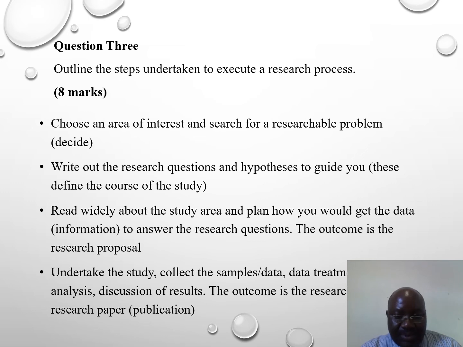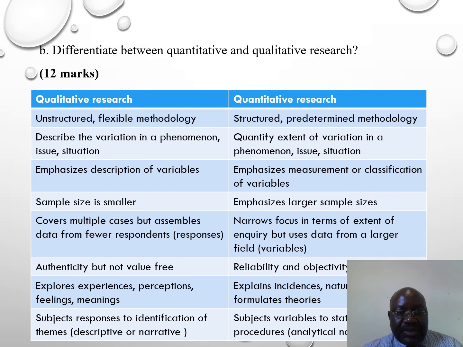In the other step, you undertake the study, collect the samples or data, treatment and analysis, discussion of results, and so on, and conclusion to the study. Here, the outcome is mainly the research report, research paper, or publication. In the other question, as an example of the question and probable outcome or suggested responses, we have: differentiate between quantitative and qualitative research. Here we had several things to consider.